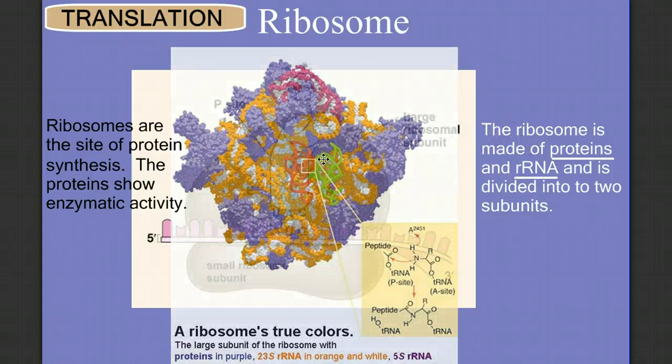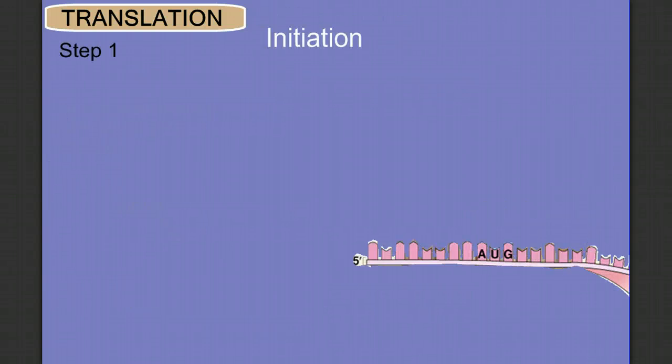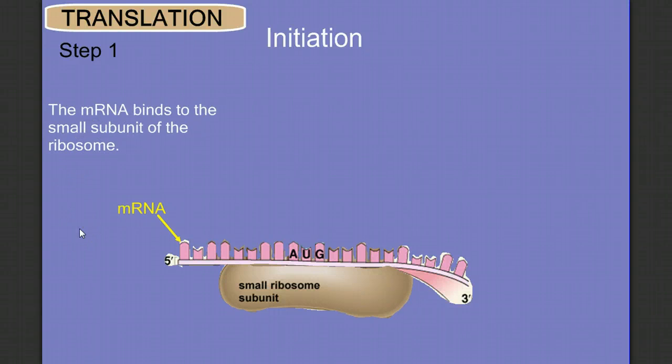If we look at this picture, it's easier for us to see the subunits. We have the large subunit on top and the small subunit on the bottom. This picture is also showing the messenger RNA and transfer RNA already loaded, but we'll get to that in just a moment. When we look at translation, it's best to look at it in 3 steps. The first step is initiation, where the messenger RNA strand binds to the small subunit of the ribosome.